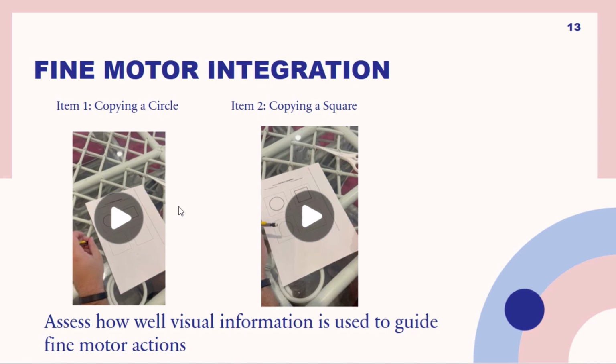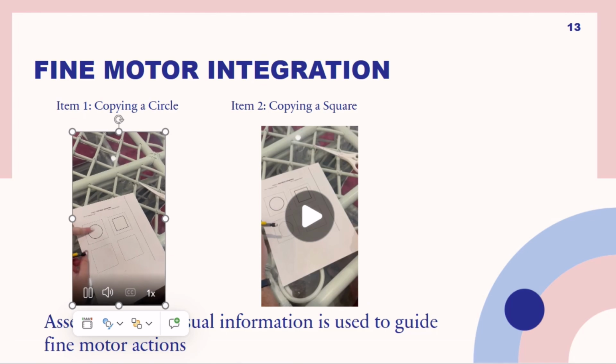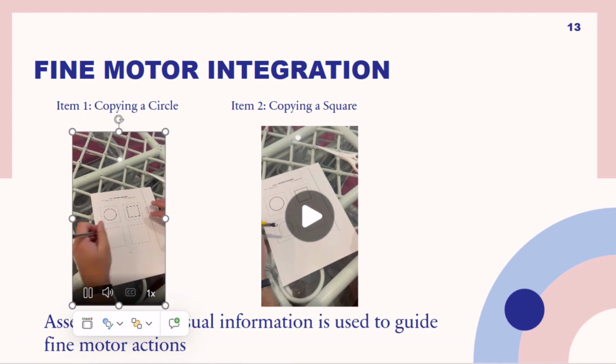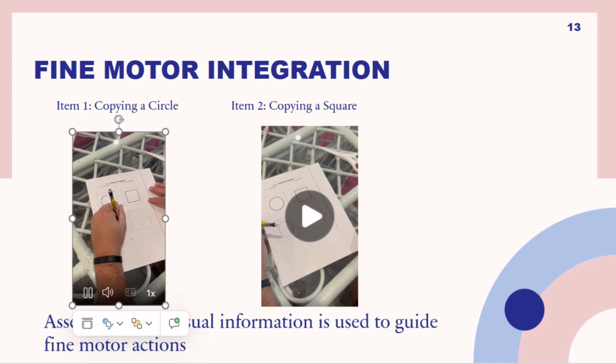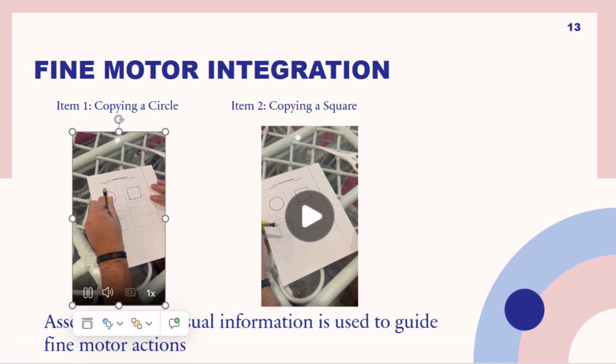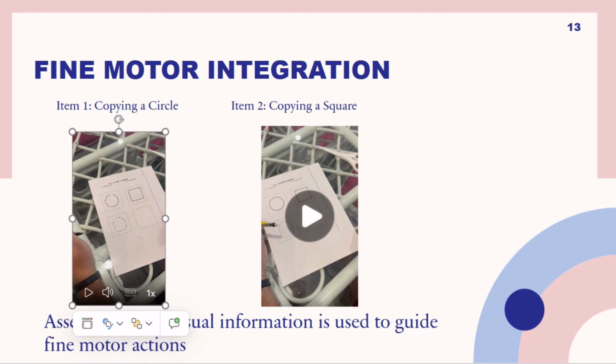And now we're going to go into the second subtest that he participated in, and that was fine motor integration. This subtest assesses how well visual information is used to guide fine motor actions. And so for the first item, it was copying a circle. Draw this shape here. Make it look just the same. And the second one was copying a square.